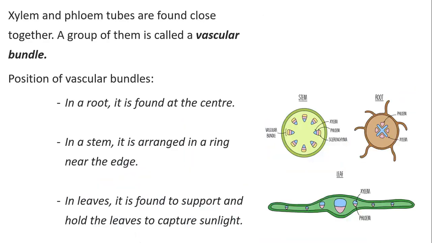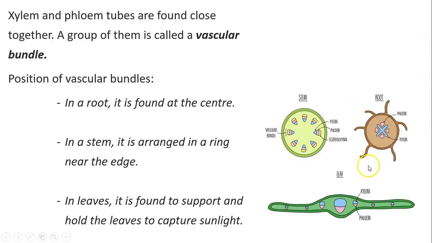Let's take a look at the cross-section in the plant and see how the vascular bundles, or the xylem and phloem together, are distributed. So again, vascular bundle means when you put the xylem and the phloem together. The transport system of the plant, when it's put together, is called the vascular bundle. So when you look at the position of the vascular bundle in each part of the plant, you will see them located at different points.